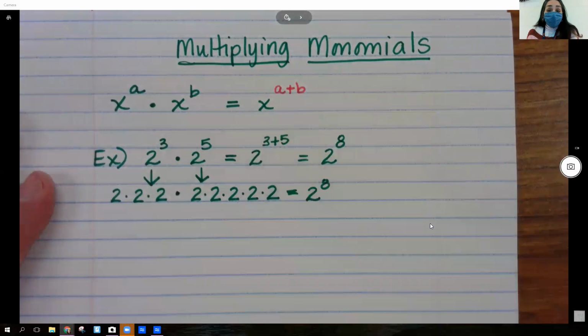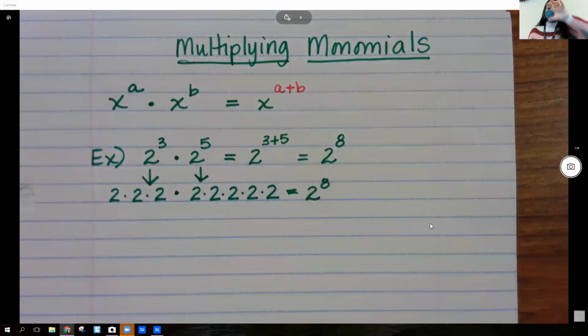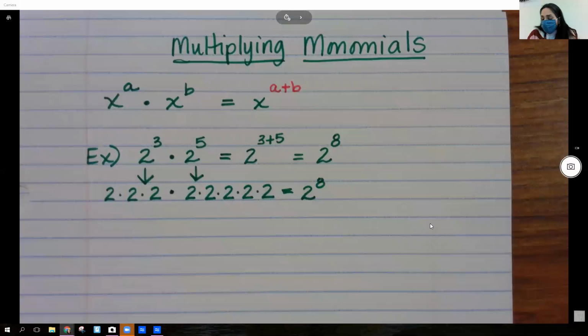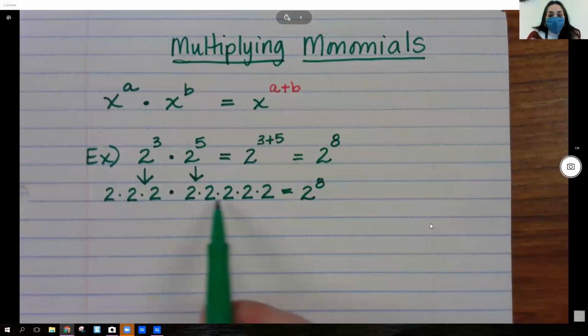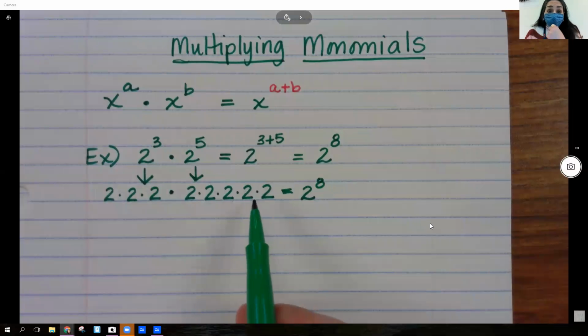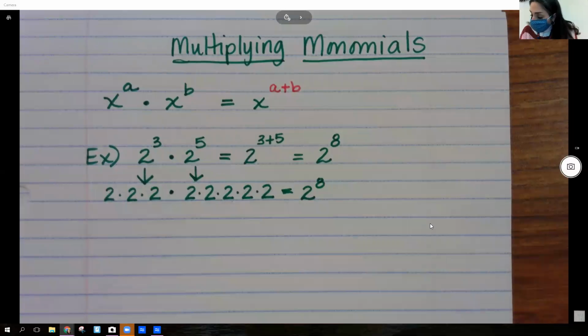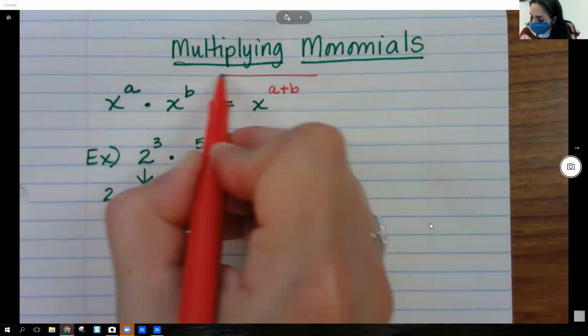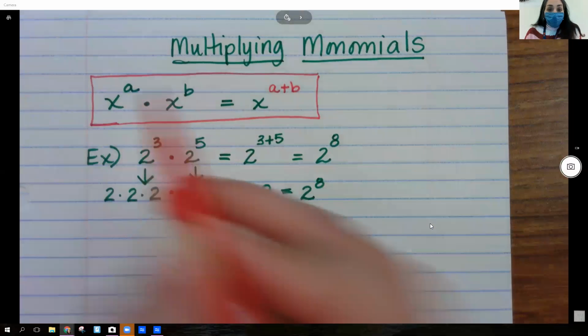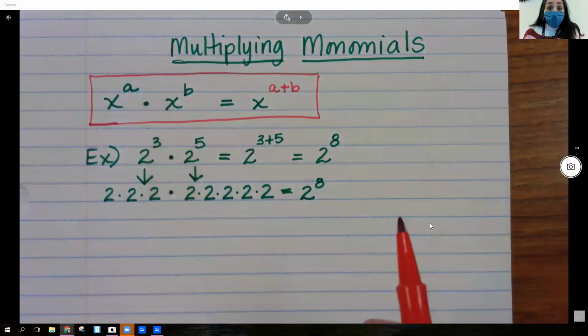Because when you're raising something to an exponent, that means you're multiplying it by itself that many times. So I don't expect you to expand this out for all of these every single time. That would be a whole lot of work and it would be hard to stay organized. Instead, you are going to use this rule up here. Okay? And that's what we're practicing today.